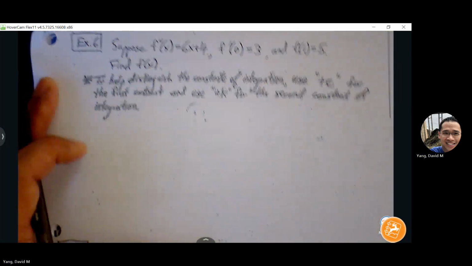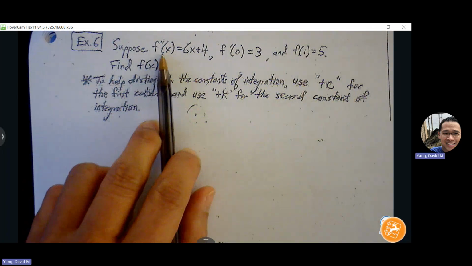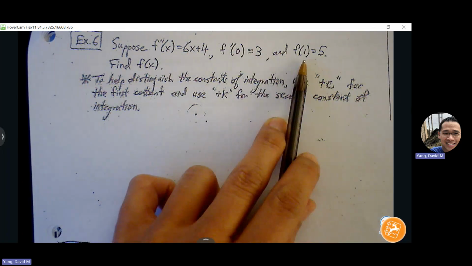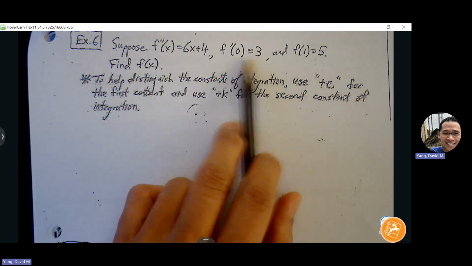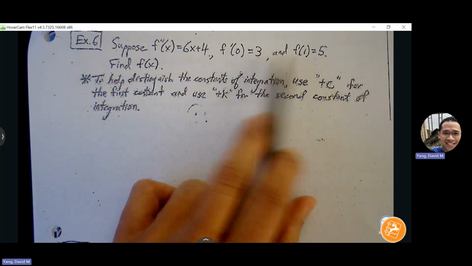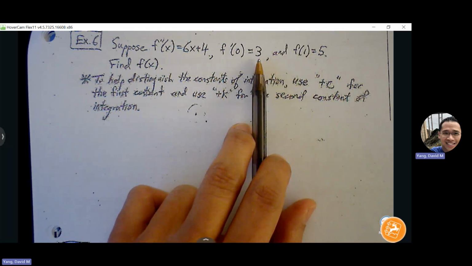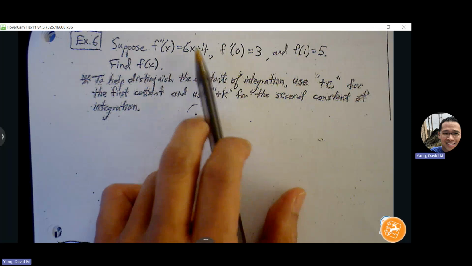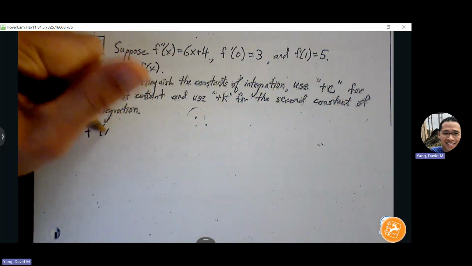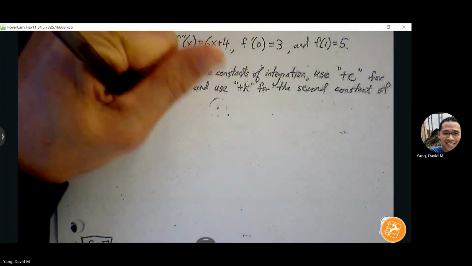All right, so it says suppose f double prime is equal to 6x plus 4, f prime of 0 equals 3, f of 1 equals 5. So we have an ordered pair at the first derivative level. We have an ordered pair at the function level, and that's helping us to find each of the c values along the way. So we're starting with f double prime. So I'm going to say f double prime is equal to 6x plus 4.